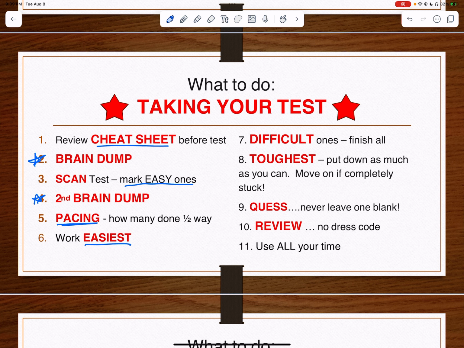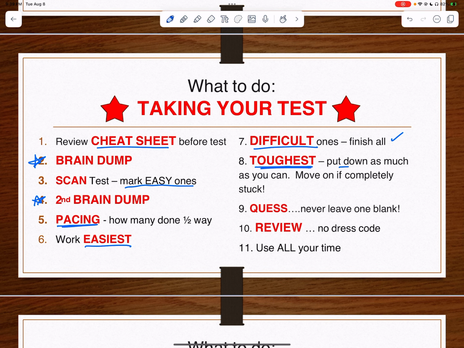So work the easiest ones, then go back in and work the more difficult ones and try and finish all of them, okay? And if you have a couple that are just really, really tough, you're going to save those for the very last. And then you're going to put down as much as you can. Put down as much as you remember. Okay, I know I have to use the quadratic formula on this, so you at least write down the quadratic formula, okay?